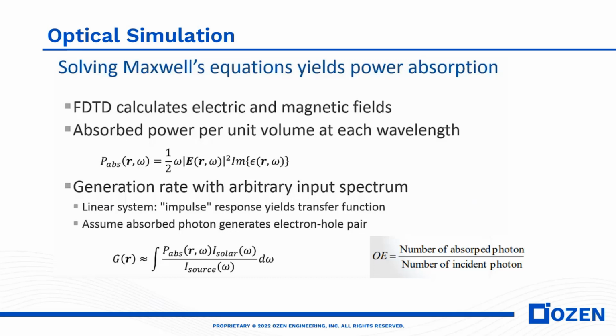In FDTD we assume that all the photons generate electron holes. For this reason we say that it's the ideal case. For the non-ideal case we need to bring this result to the numerical charge and calculate the results. Then this is the optical efficiency: the number of absorbed photons divided by the number of incident photons.